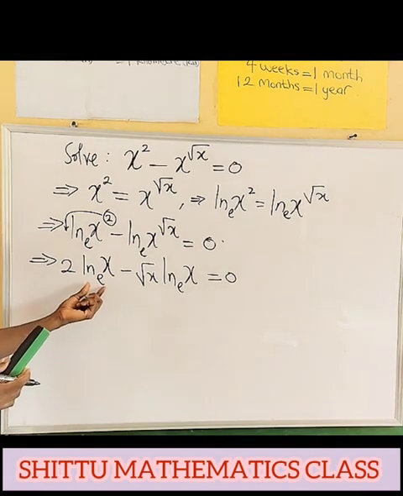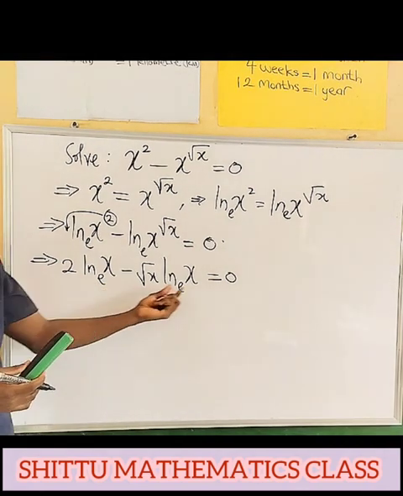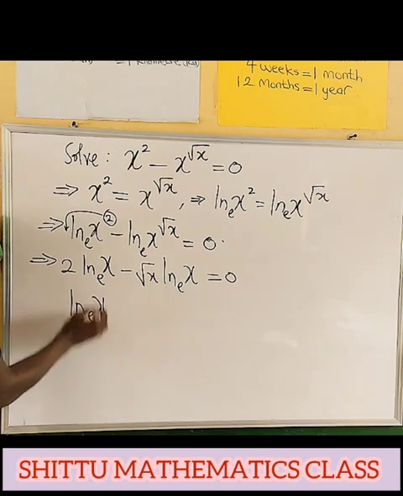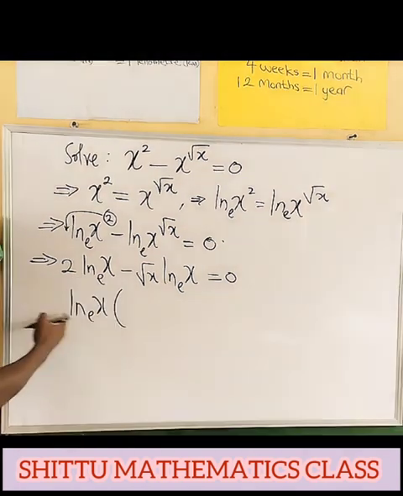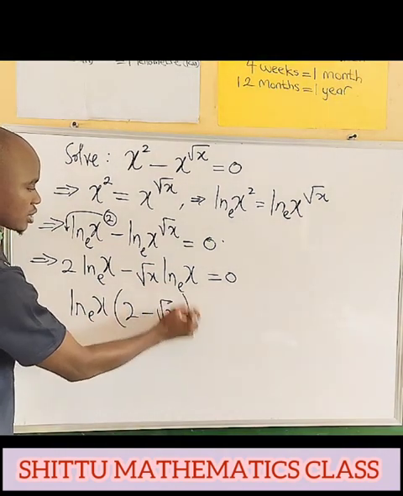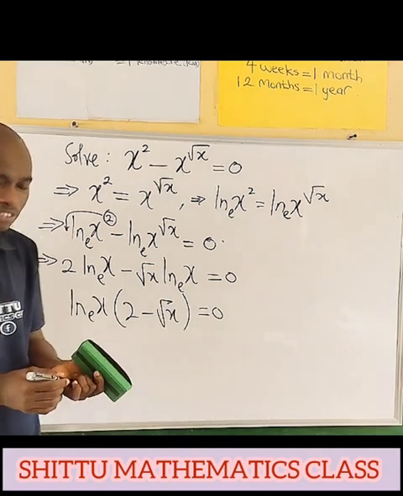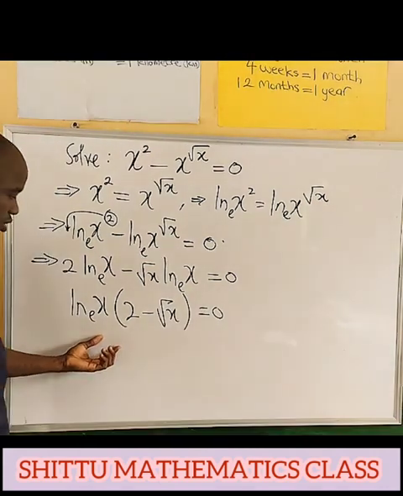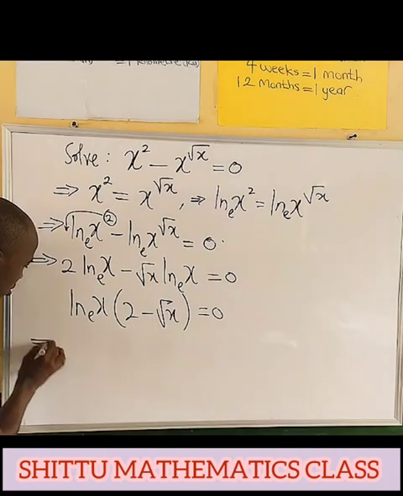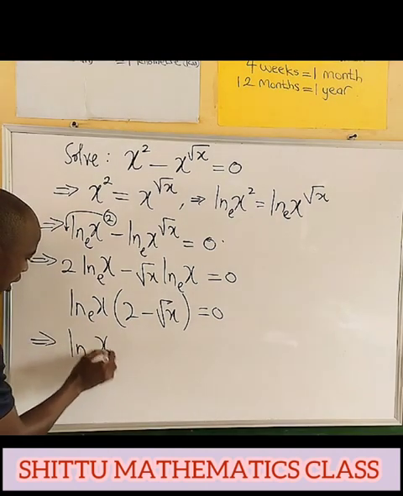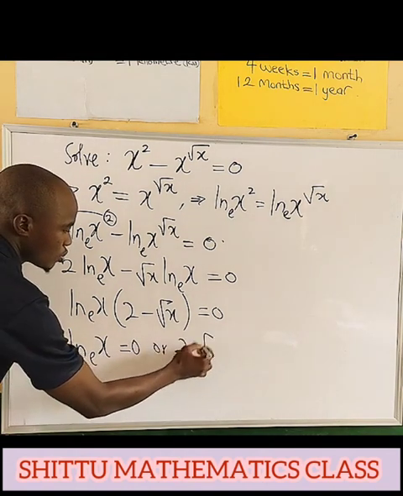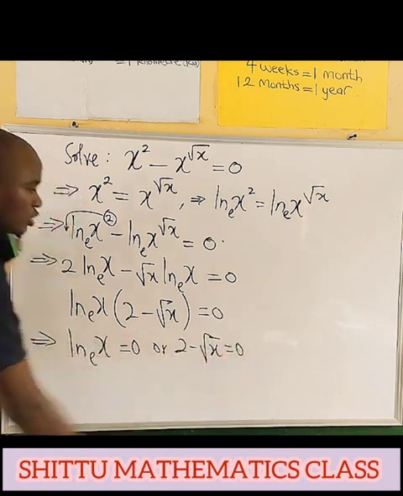We can see that we have ln x to base e common. So I'm going to bring this one out, that is, factorize it. I'm going to have, in bracket, 2 minus root x, equals 0. Whenever you have this kind of situation, we are going to have ln x to base e equals 0, or 2 minus root x equals 0.